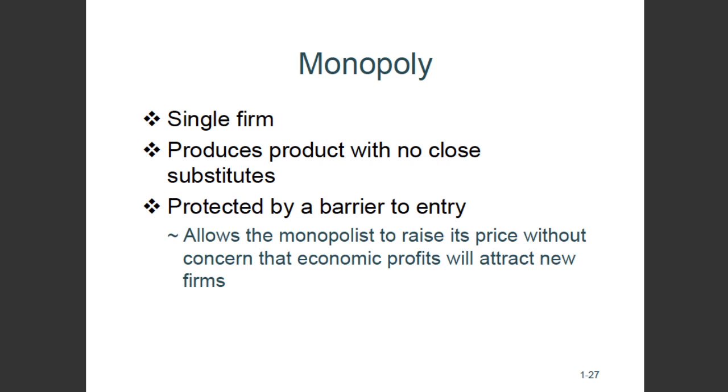And the other extreme is the monopoly. On the other side, it's just one firm as opposed to many. It produces a single product with no close substitutes, and it's protected by a barrier to entry, which allows the monopolist to raise its price without concern that economic profits will attract new firms.